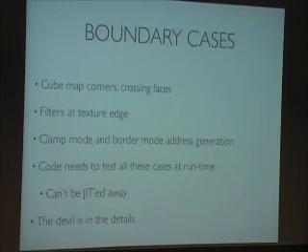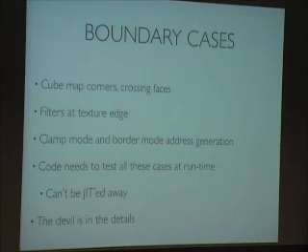So when you're sampling from a cube map, you may cross between one face and the next, or you may have to sample right at the corner. When you're filtering, we looked at filtering, and it was all nice and easy because you were looking at 2 by 2 pixels. But if you're right at the edge of the texture, you don't have 2 by 2 pixels. So what do you do? You have to replicate the last pixel and use that. You have to handle all the specifics of address generation when you're going outside the range 0 to 1.